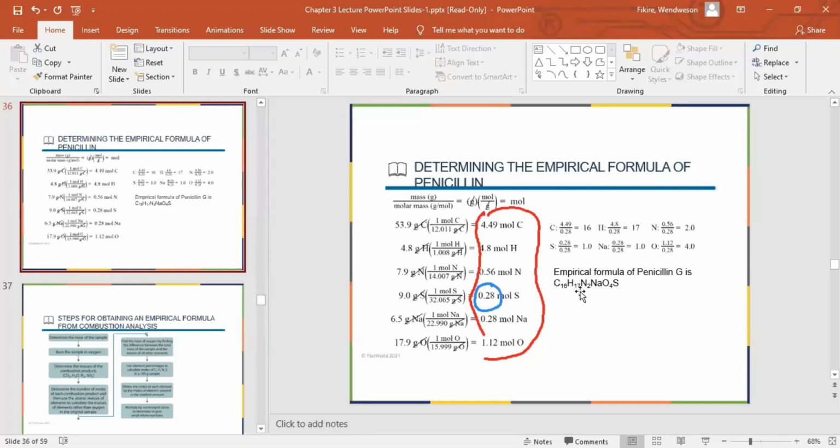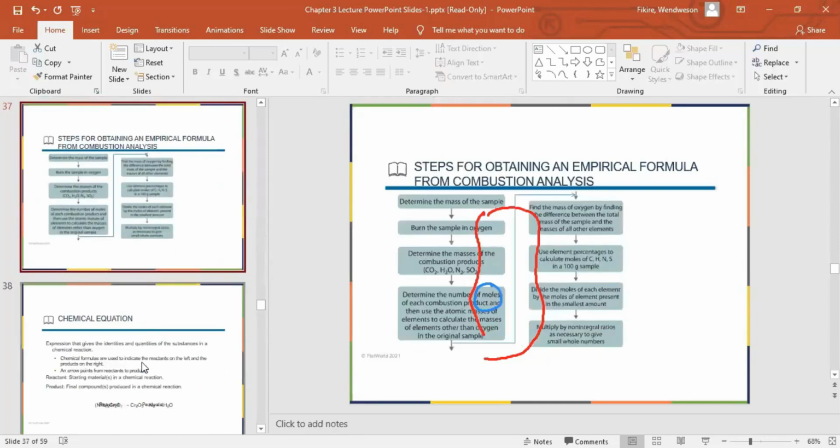All these numbers are used to write the empirical formula for penicillin. The empirical formula will be C16H17N2NaO4S. See, that's how the empirical formula is determined. If we had been given the experimentally determined molecular weight, we could do the molecular formula, but they didn't give it to us.